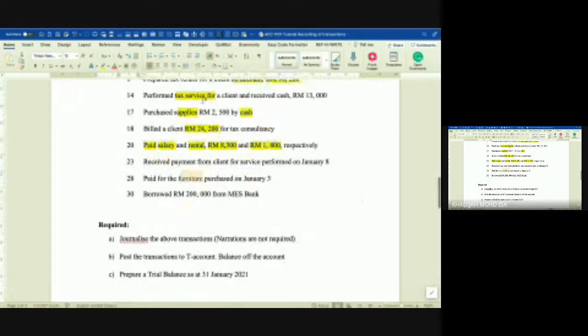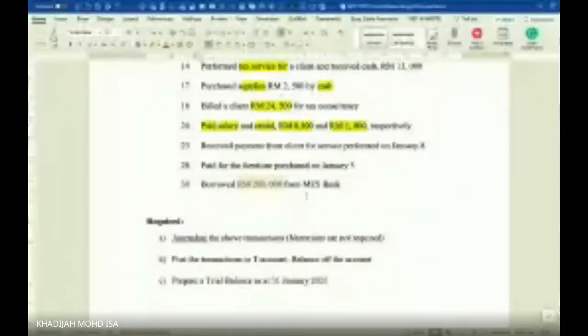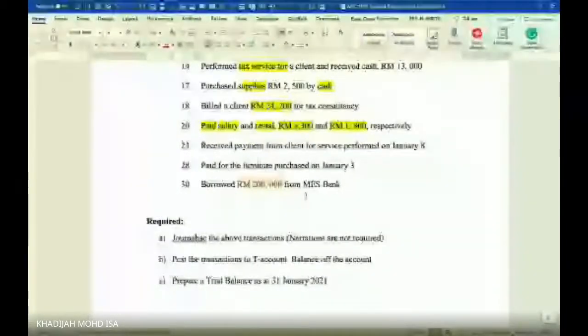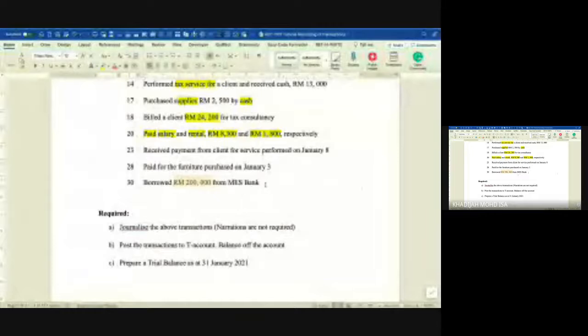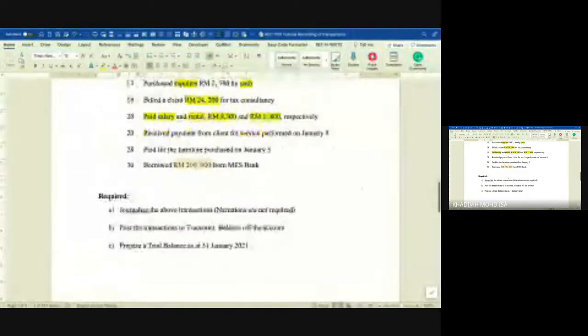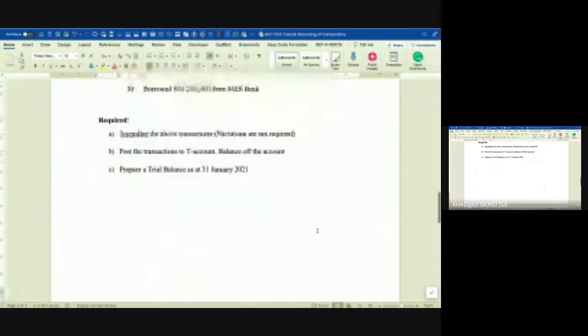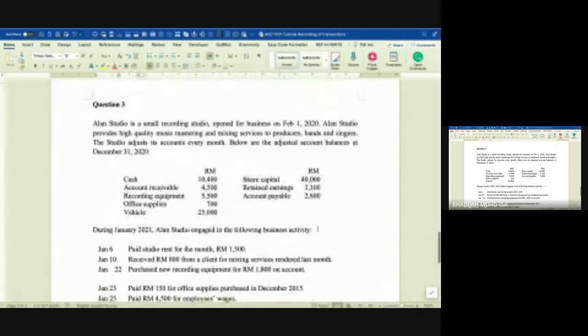And the bank, you borrow 200,000. So it means that you receive cash, but you have a liability from Mass Bank, which is your accounts. You just put a bank loan, Mass Bank loan. Okay, so you journalize the accounts, post to T accounts, and then close the accounts, prepare the trial balance. So this is similar to what we have done before.